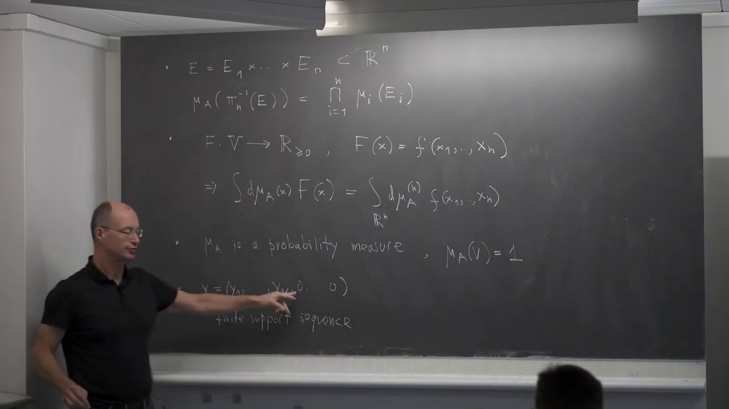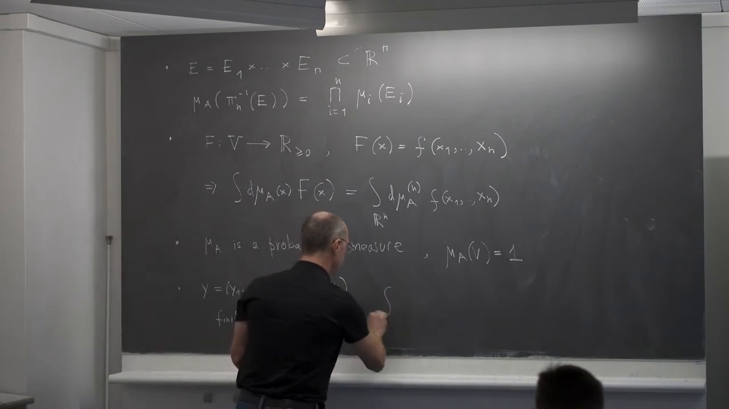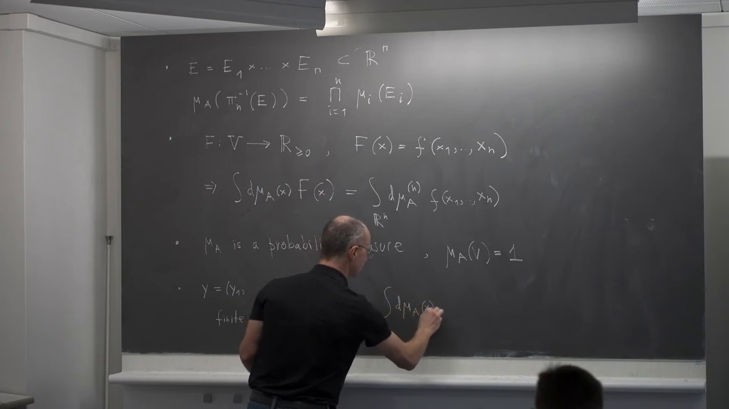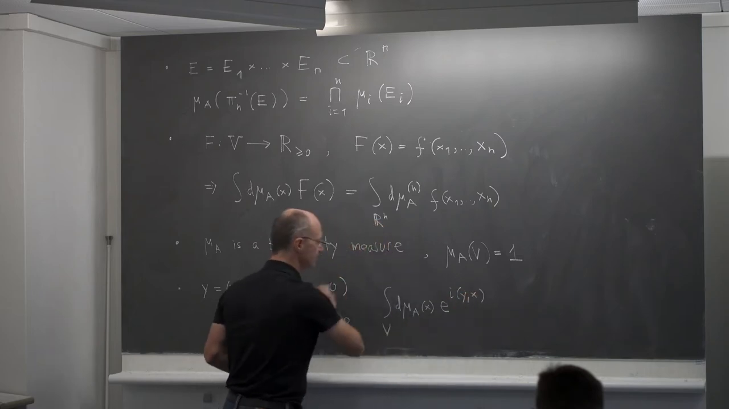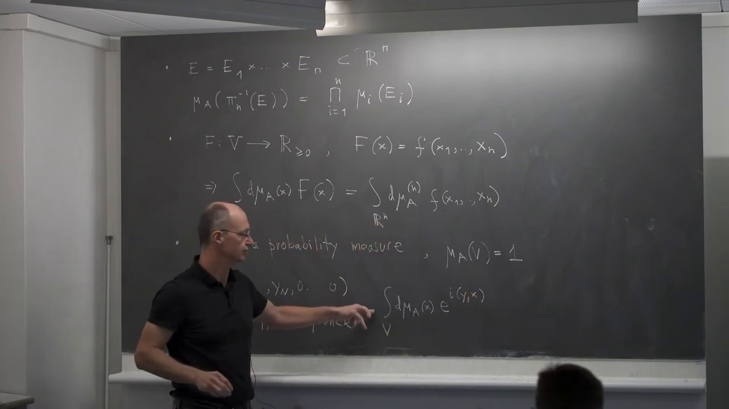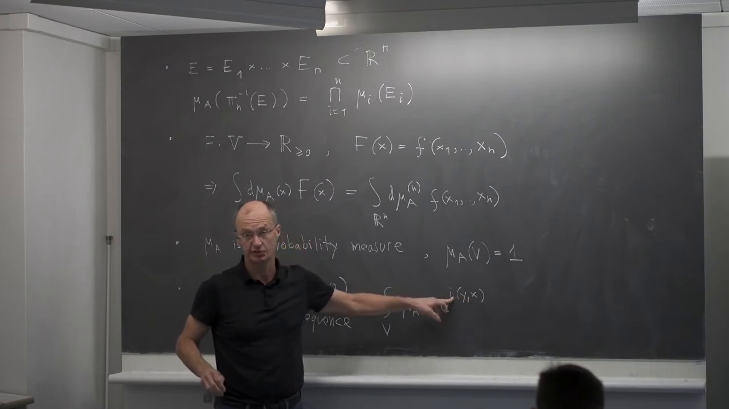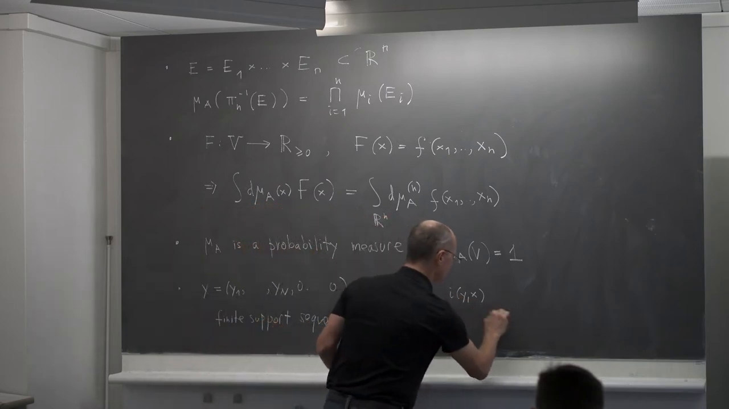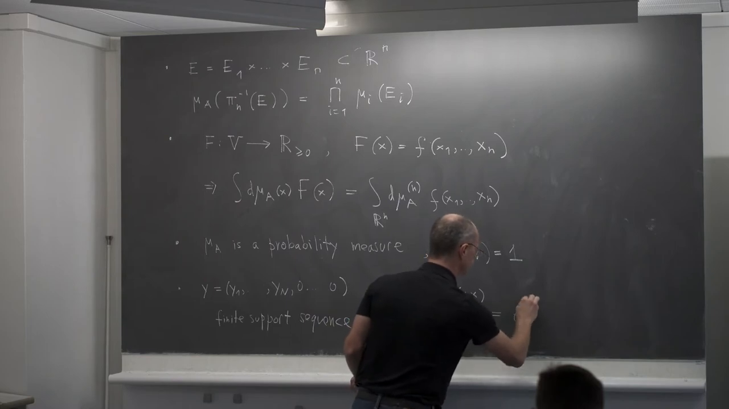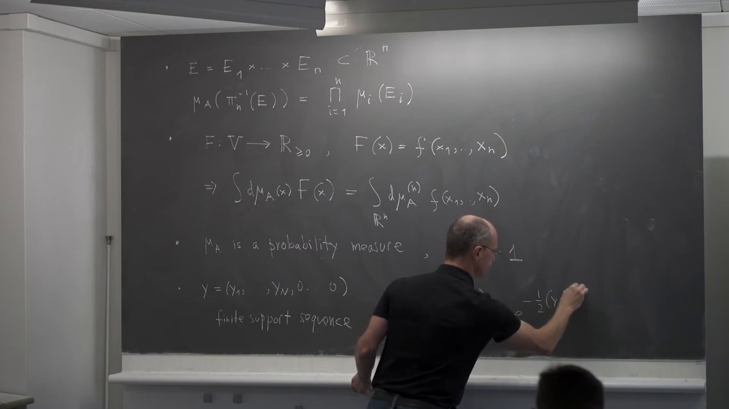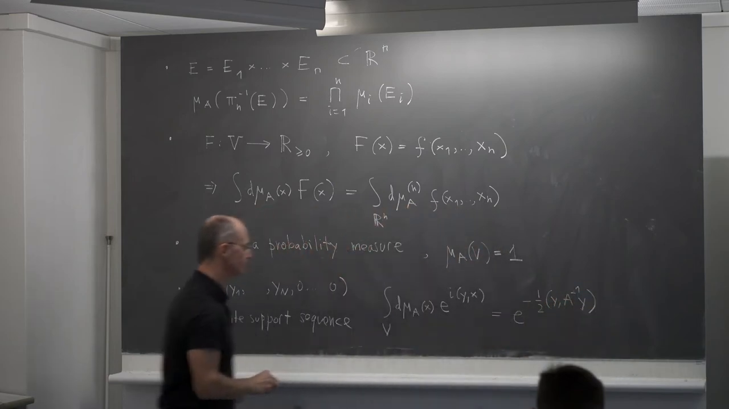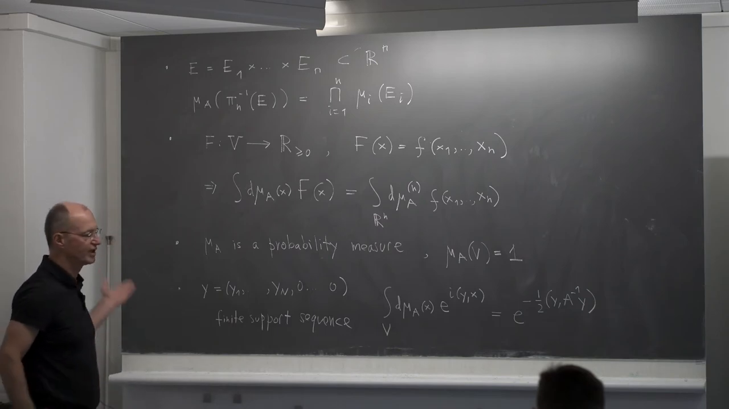So it's equal to zero after some capital N. So then there is a formula similar to the one that we had before. This exponential is a well-defined function, right? And the integral is simply the exponential of the quadratic form, as before.